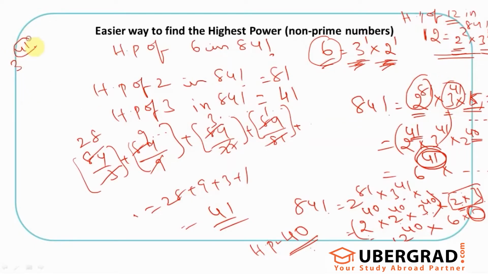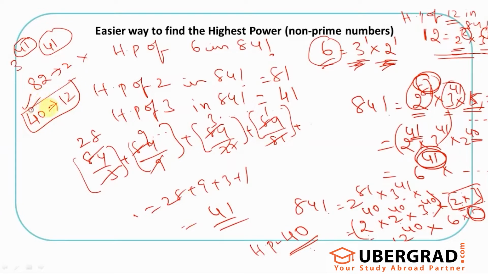So that means I have 41 3's. I need to have 82 2's, because for 1 3 I need 2 2's to get 12, right? But I am only having 81 2's. So that means I am short of 1 2 to actually get 41 12's. So I only have 40 12's. So the answer is 40 for the 12. So you have to be careful on that part, how you do this.